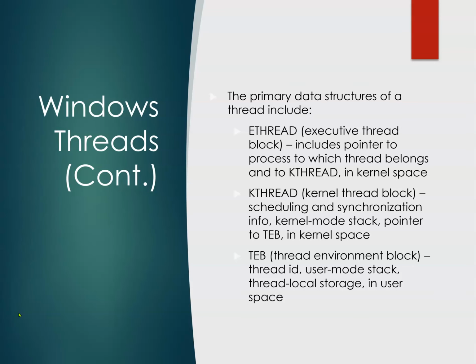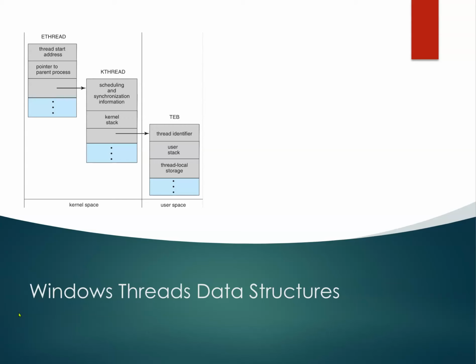The primary data structures of a thread include ETHREAD, which is an executive thread block. It includes pointers to the process to which the thread belongs, and to KTHREAD in kernel space. KTHREAD is a kernel thread block. It handles scheduling and synchronization information, the kernel mode stack, and a pointer to the thread environment block in user space. The thread environment block contains a thread ID, user mode stack, and thread local storage in user space. So basically, we keep thread control blocks all over the place.